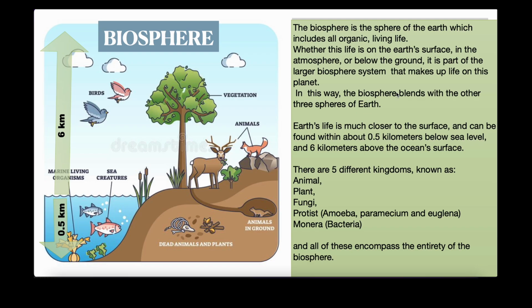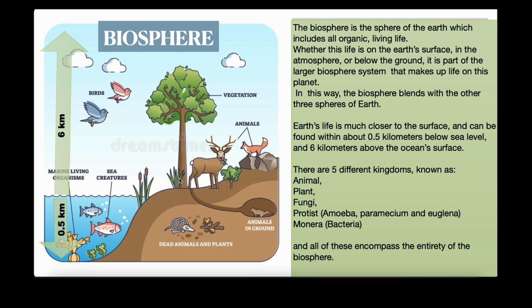Moving on to the next slide, let's see a little bit in detail about the biosphere. So what's a biosphere? It is a sphere that includes all the organic living life, whether it's life on the earth's surface, in the atmosphere, or below the ground. In this way, the biosphere blends with the other three systems of the earth. Can you see that here in the picture? So there's some biosphere in the atmosphere, yes, and we can see biosphere even in the lithosphere, and also the biosphere merges with the hydrosphere.